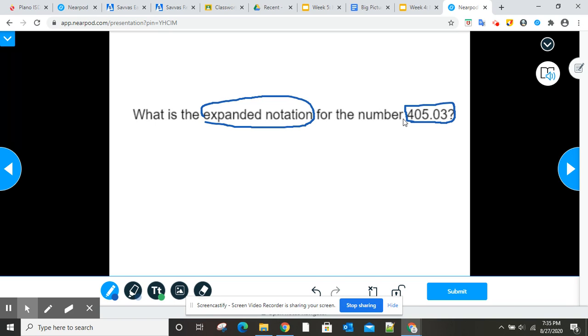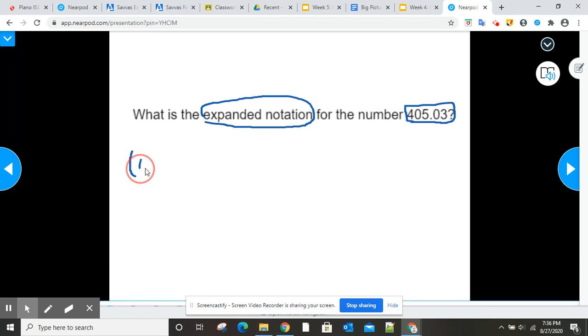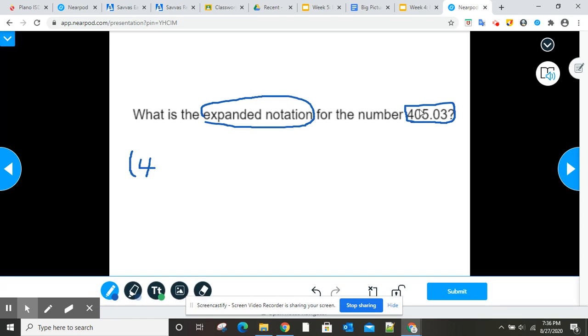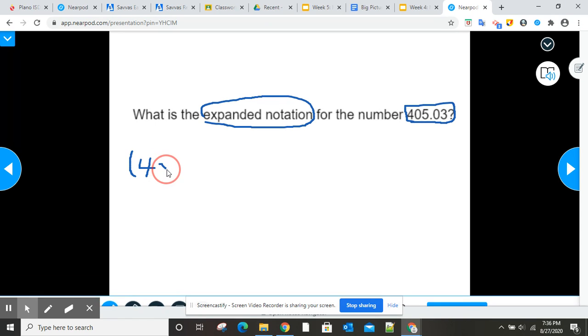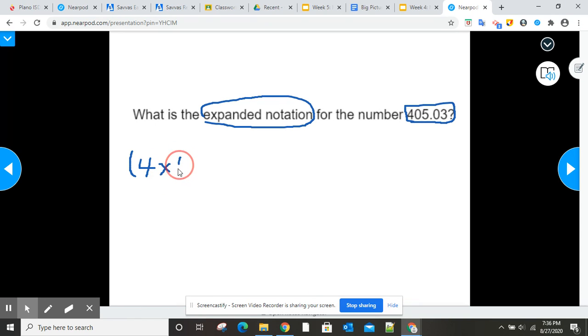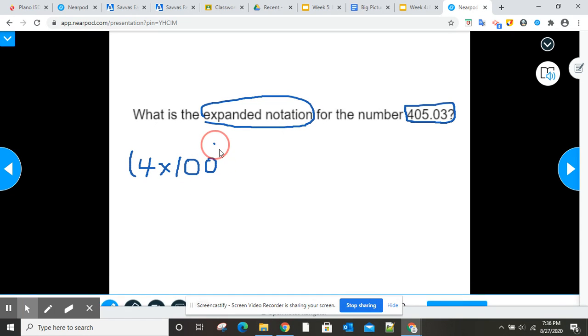So when I write a number in expanded notation, I am breaking it down further than just its place value. I'm actually looking at the digit times the place value. So I'm going to need some parentheses and plus signs. So I'm going to get started on that. So parentheses, 4 is in the hundreds. So I'm going to say times 100. That represents the digit in the hundred spot.